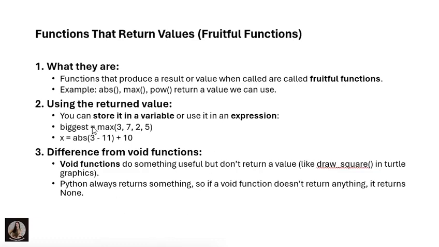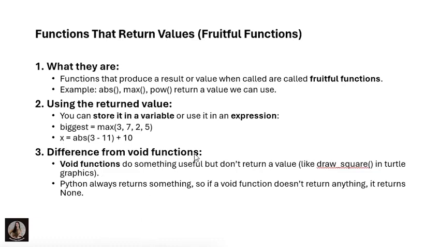For example, biggest: I will store the maximum of these numbers in biggest. I have assigned this to the biggest variable. In the previous example, I took the maximum of 3, 7, 2 and 5. It will give the output 7, and that 7 is stored in the biggest variable. Got it? And x is equal to absolute of 3 minus 11 plus 1. Whatever value I get here is stored in the variable x. Very simple, right?